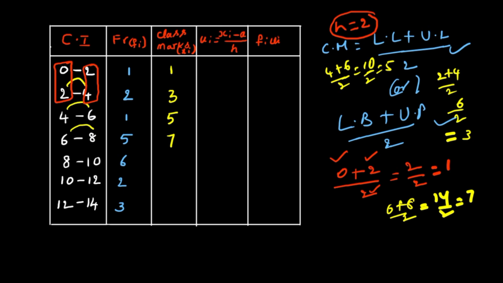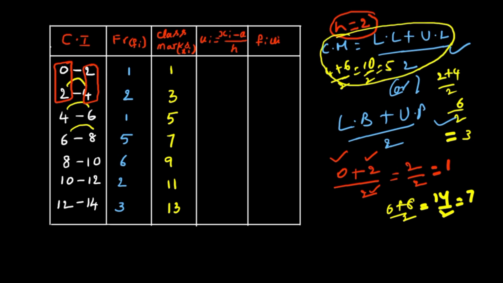The 2 is the common difference here. 1 plus 2 is 3, 3 plus 2 is 5, 5 plus 2 is 7, 7 plus 2 is 9, 9 plus 2 is 11, 11 plus 2 is 13. The class size is 2. Okay, so the actual process is that we have to take the class marks using this formula. This is the actual process.